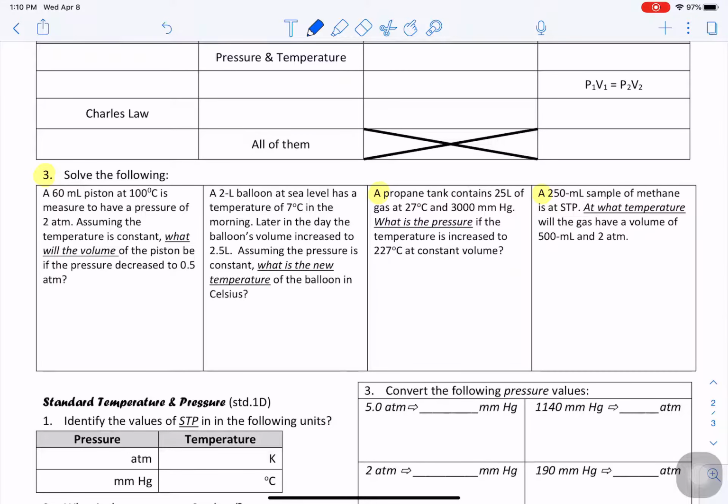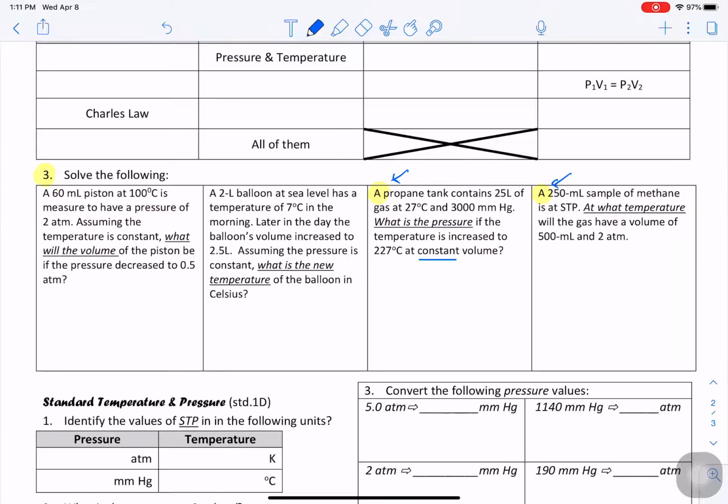Okay, guys, and the last couple questions were on the gas law, like calculation part. We got this guy and this guy, numbers 3 and 4. So let's go over the first one. It says a propane tank contains 25 liters of gas at 27 degrees Celsius and 3,000 millimeters of mercury. And then it asks, what is the pressure if the temperature increases to 227 degrees Celsius at a constant volume?